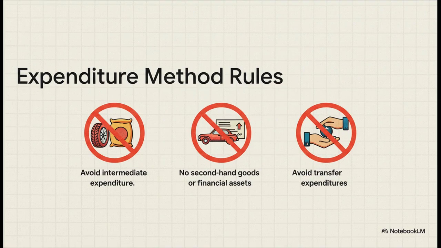And just like the last method, you've got to be careful about what you count to get an accurate number. We only count spending on final, newly produced goods. So, spending on stocks and bonds, that doesn't count. That's just moving money around. Same thing for transfer payments like scholarships. Nothing was actually produced in exchange for that money.